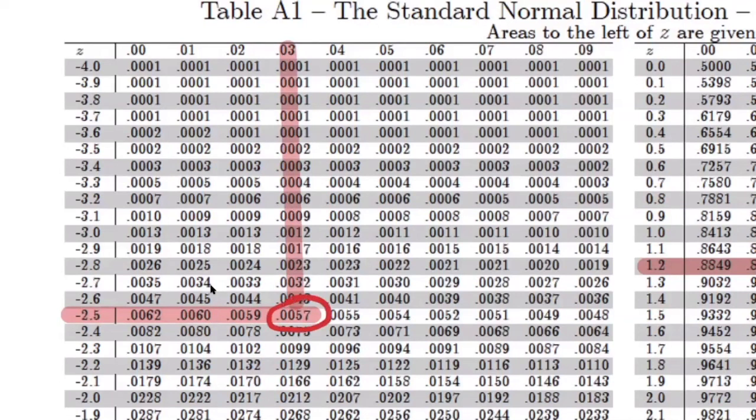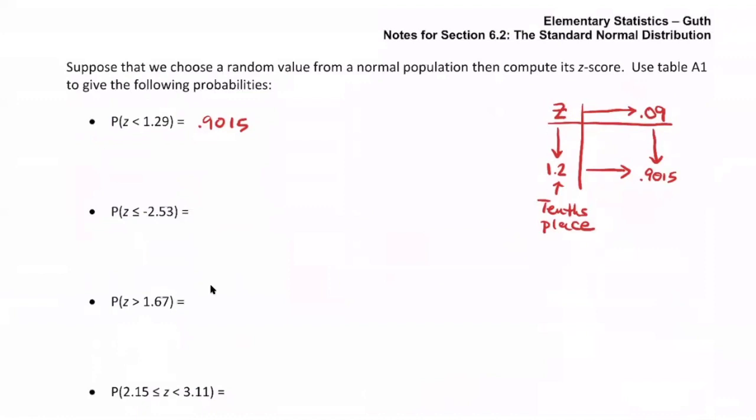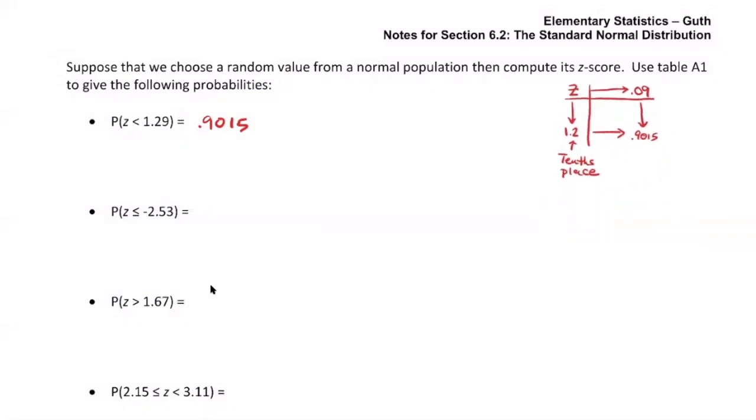Any questions about this one? That's 0.0057. And again, it's the negative 2.5 and the negative 0.03 that add up to negative 2.53. Looking for questions.